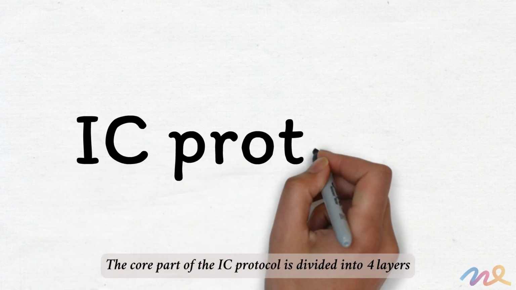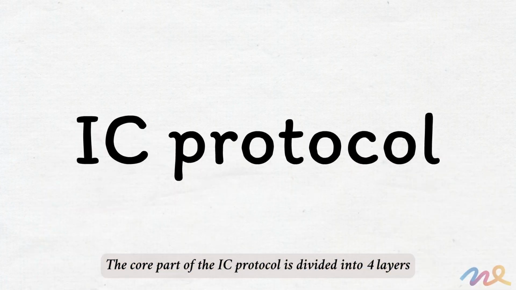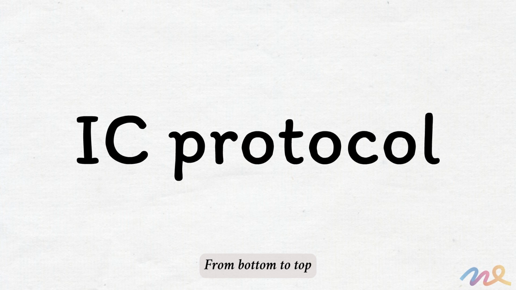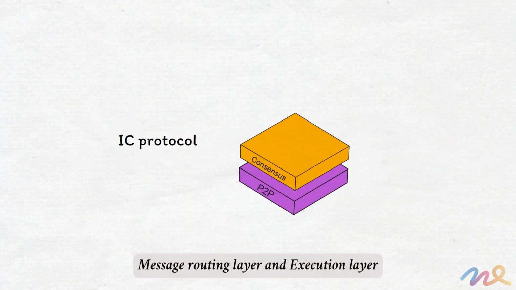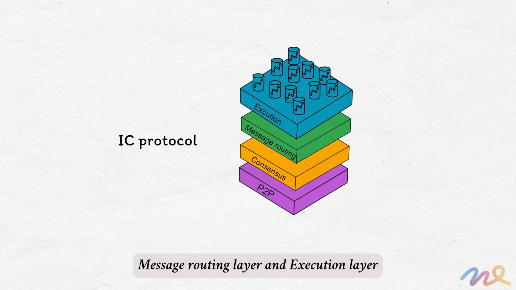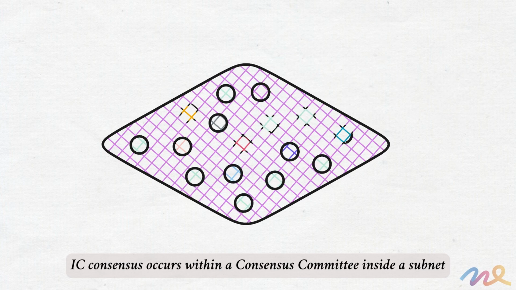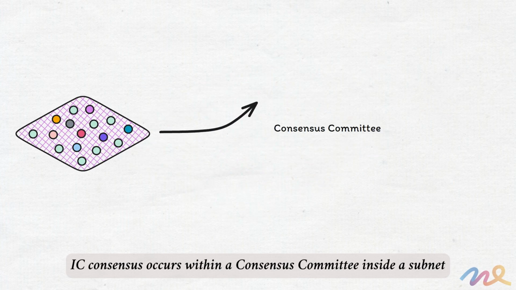The core part of the IC protocol is divided into 4 layers. From bottom to top, they are the P2P layer, consensus layer, message routing layer, and execution layer. IC consensus occurs within a consensus committee inside a subnet.